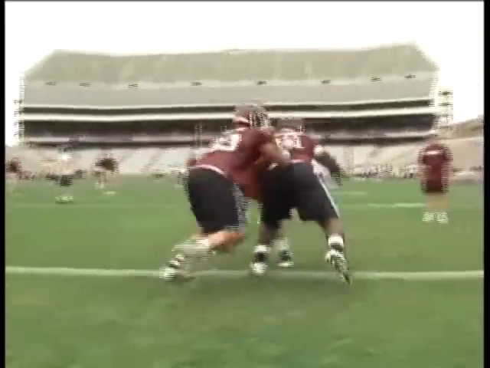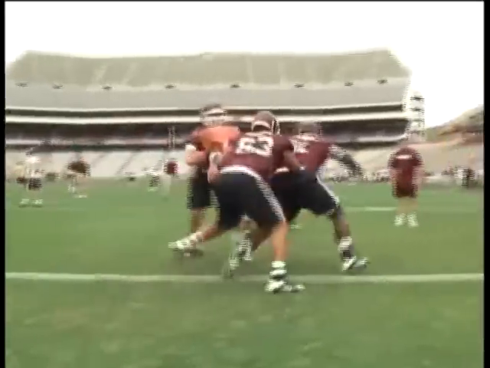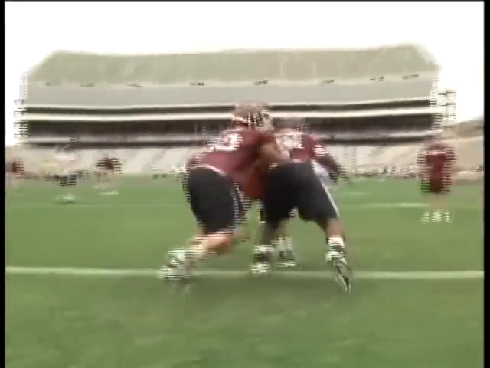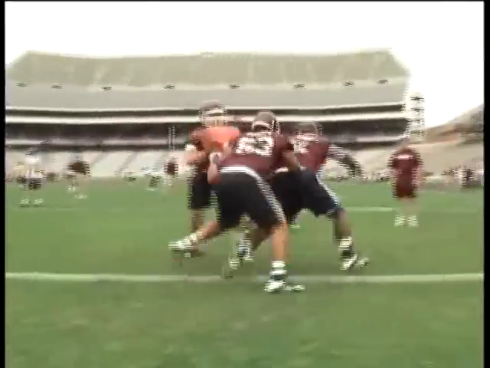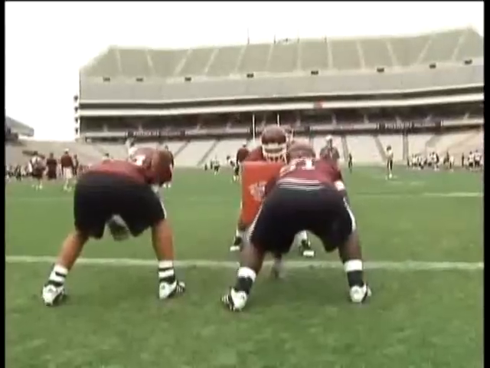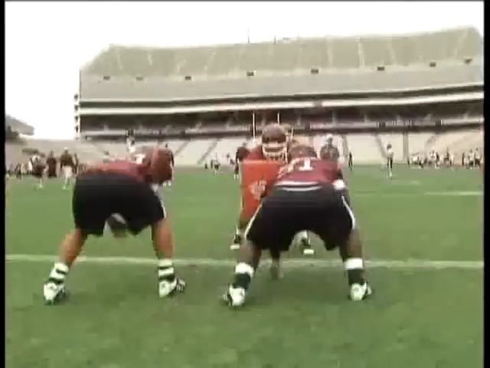Here we are going to the right. So now 51's the covered man. Again, good first step. He's lifting through with the backside hand or backside foot.